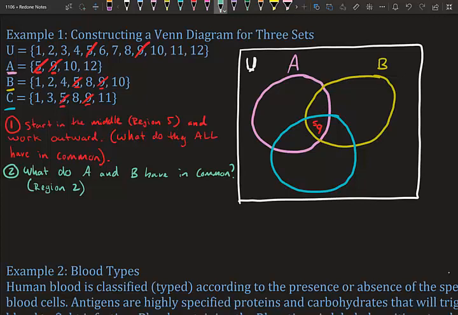Our second step, we're going to ask ourselves, what do A and B have in common? That's going to be region 2, so what do A and B share? If we look at A and B, they just share 10. So since we used it, let's go ahead and cancel it out everywhere that we see it, including the universal set.